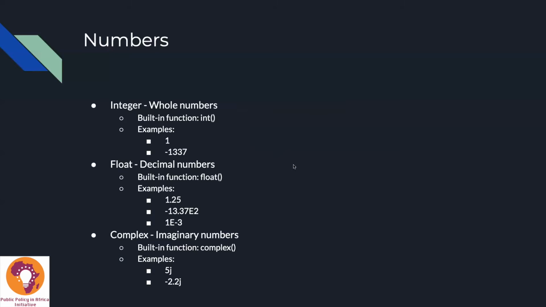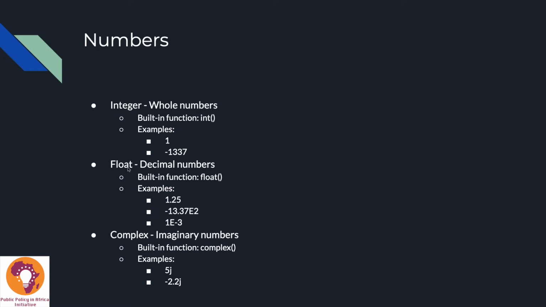So the next core data type in Python is an integer, or the various forms of numbers. There are three primary forms of numbers in programming. There's an integer, which are whole numbers, just like in math. The built-in function for integers is int with the parentheses after it. Some examples of integers are 1 or negative 100, 1,337. Basically, you can have positive, negative, or zero values of integers. There's just not going to be any decimal places or anything after that.